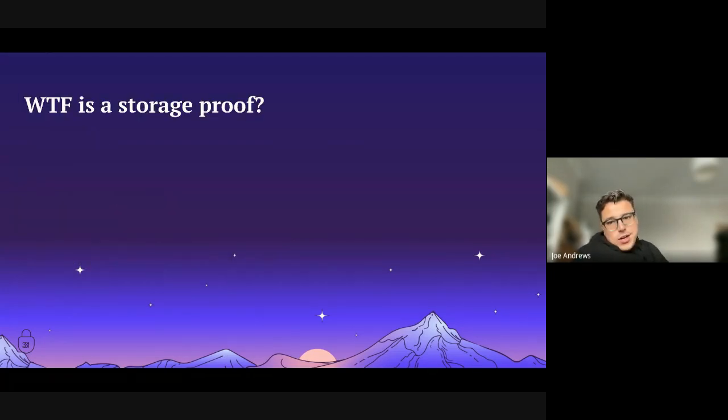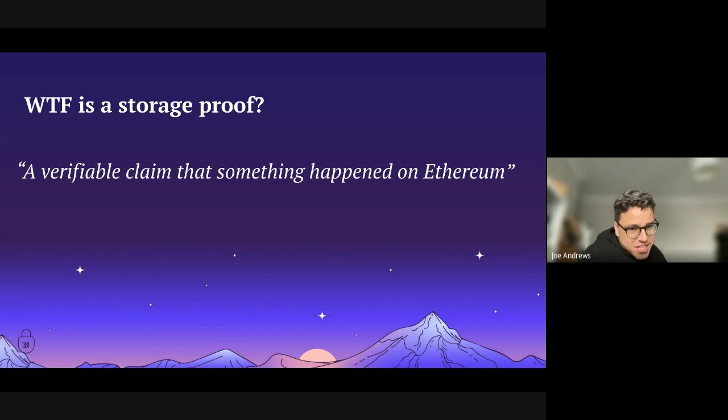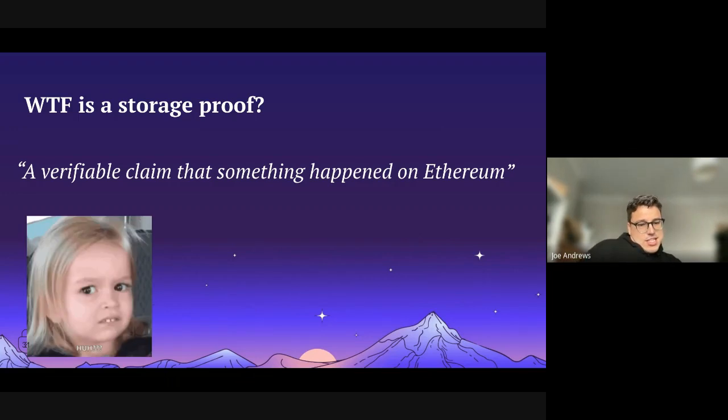Cool. So what is a storage proof? My take, trying to sum this up in a sentence, is a verifiable claim that something happened on Ethereum. That something could be a payment, a transaction, or just a piece of state that exists in the Ethereum state tree. The key part here is that it's verifiable, so you can prove that happened to someone else without having to give them the entire Ethereum database. Still not that clear, so maybe we can look at some examples to make things a bit clearer.